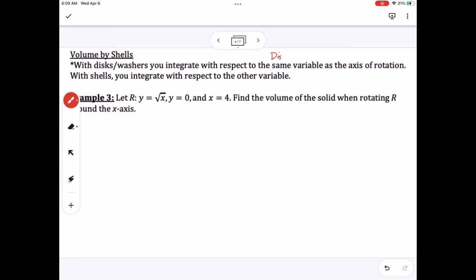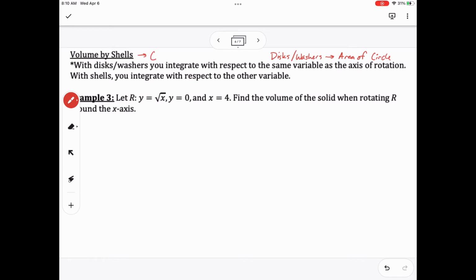Now there's another way of tackling these problems. You can do volume by shells. So what we were doing was disks/washers. For that one, you're always integrating with the same variable as the axis of rotation. So that's what we did.